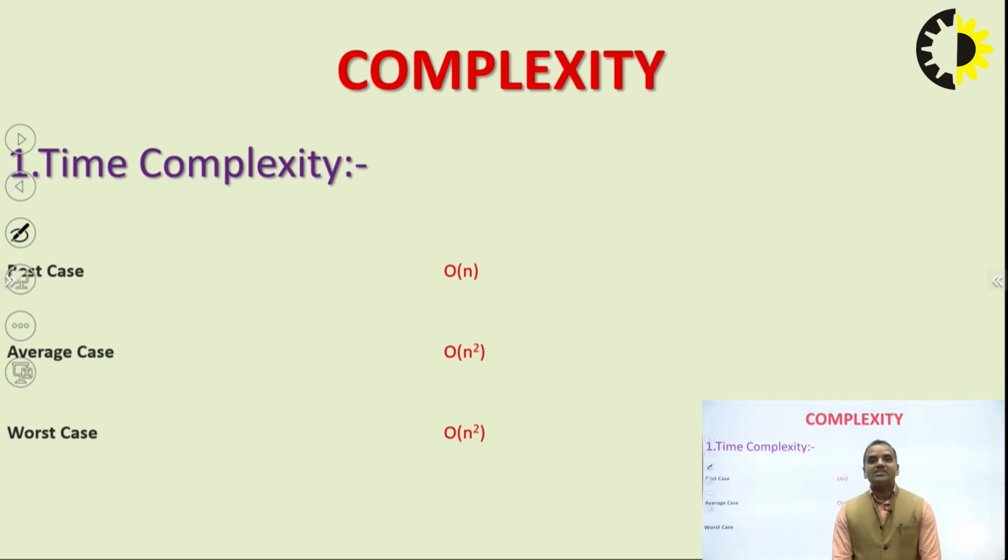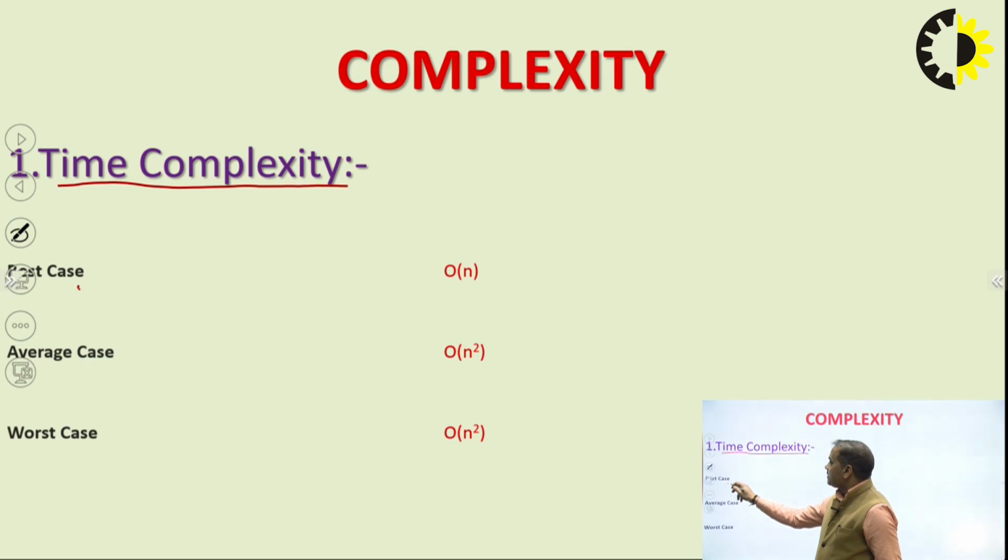Complexity means how much time and how much space will be taken by the given program to run a particular code. There are two types of complexity. The first one is time complexity, and the second one is space complexity. In time complexity, we check how much time a program takes to execute the given code. Here we have discussed three types of time complexity: the first one is best case, the second one is average case, and the third one is worst case.